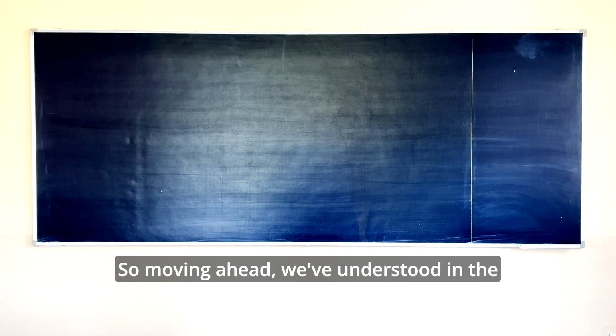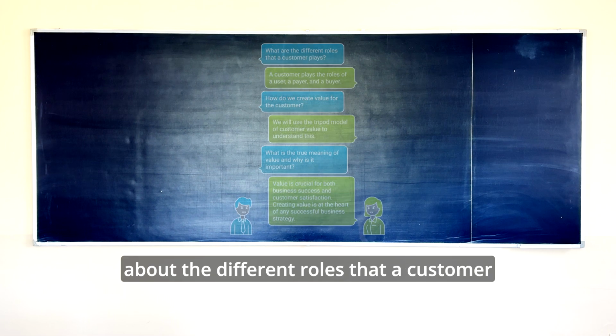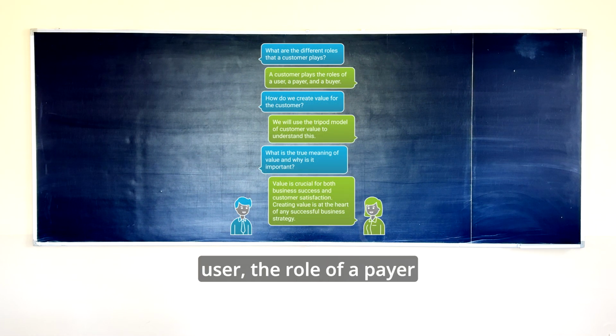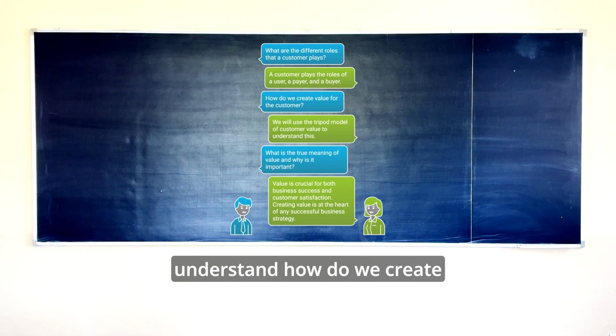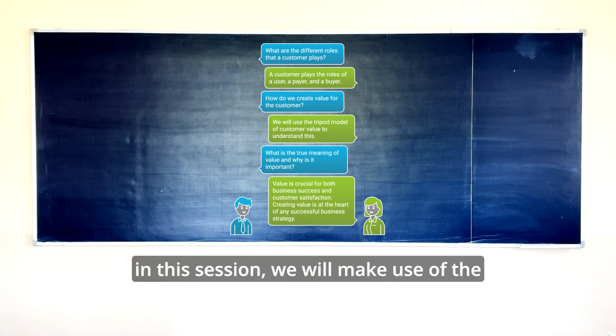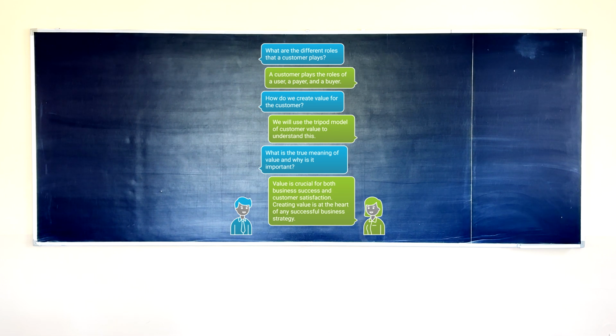So, moving ahead, in the last video we understood the different roles that a customer plays: the role of a user, the role of a payer, and the role of a buyer. Now, in this session, we'll understand how we create value for the customer. And in this session, we will make use of the tripod model of customer value.